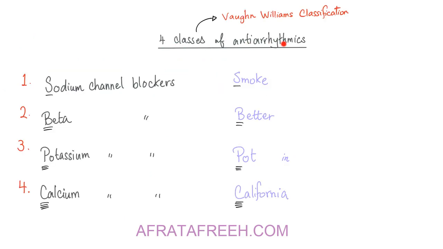We divide antiarrhythmics into four main classes of medications. The first one is called sodium channel blockers. Second one is the beta blockers. Third one, potassium channel blockers. Fourth one is calcium channel blockers. And here is the mnemonic: smoke better pot in California. Horrible mnemonic, but it works.